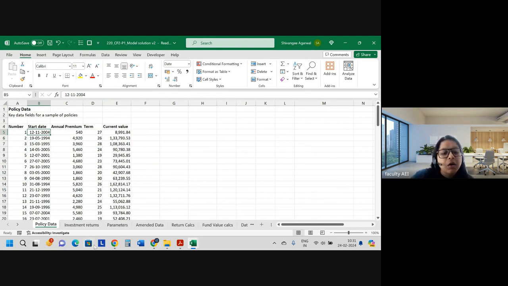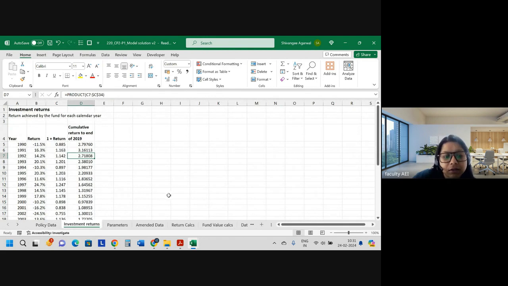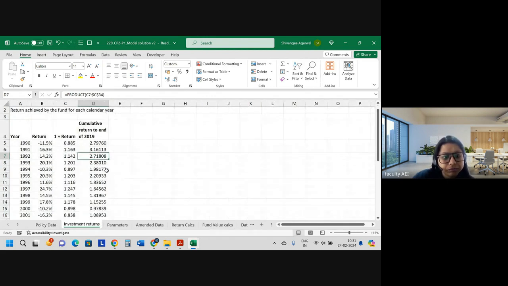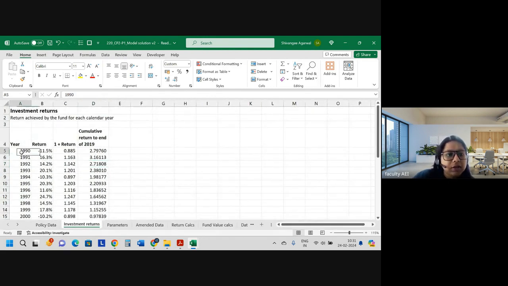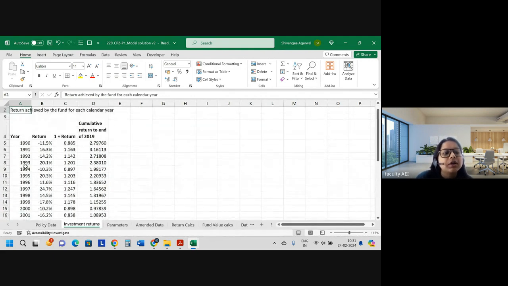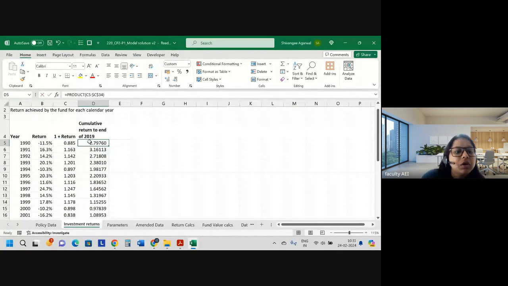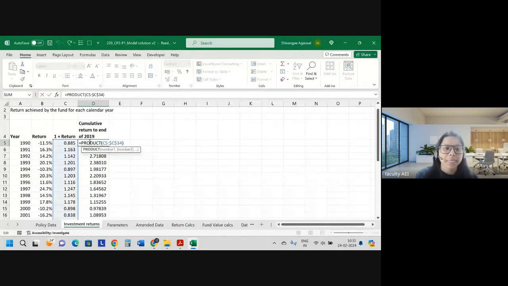ठीक है. Now investment returns कैसे दिए हुए हैं देख लो. So ये year दिया हुआ है from 1992 I think to 2019. Returns दिए हुए हैं 1+i. This is what they have done, and the product of cumulative return, basically every year on year cumulative return is given, up till 2019. तो 1990 से लेके 2019 तक का क्या रिटर्न है, they have given.